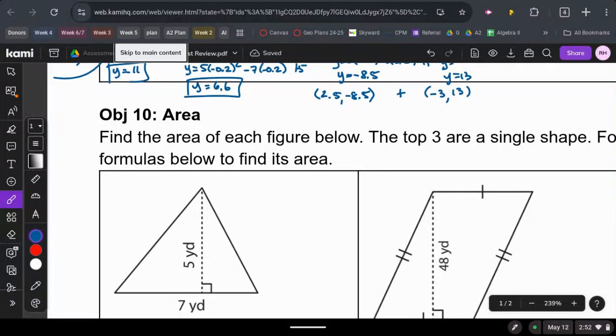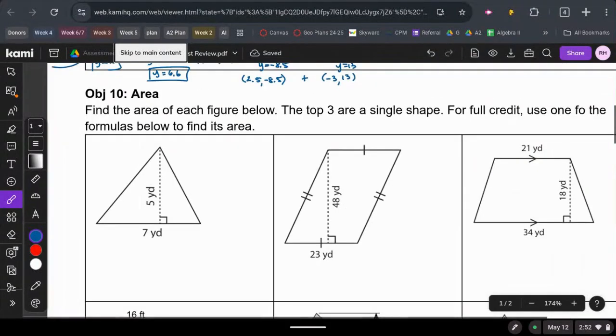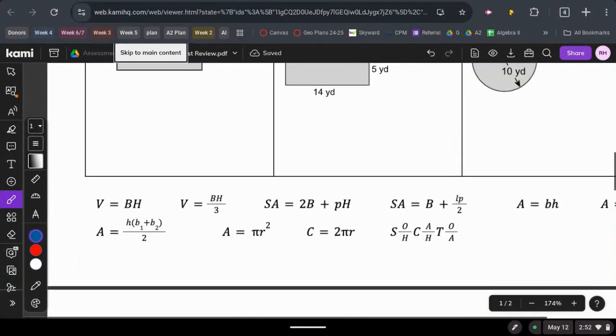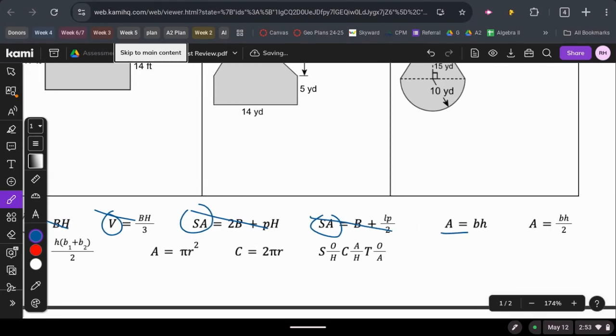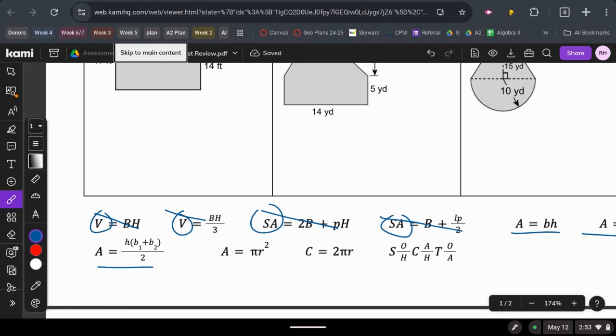In this video, we're going to look at the area section of this test. When we're looking at these shapes, we want to be able to identify which of the formulas below we should be using. Well, we're not talking about volume, so we don't need these two formulas. Not talking about surface area, that's for 3D figures. So it's all of these ones that have to do with the capital A.